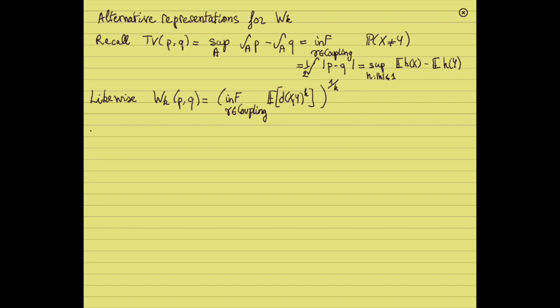But if we focus on the case, for example, where the state space is R, the real line, so P and Q are distributions on the real line, then we can also write the Wasserstein k distance as an integral of the difference between the CDFs of X and Y to the power k, integrated over the real line. So instead of having an integration of the difference between the PDFs, the probability density functions, here we have the cumulative distribution function.